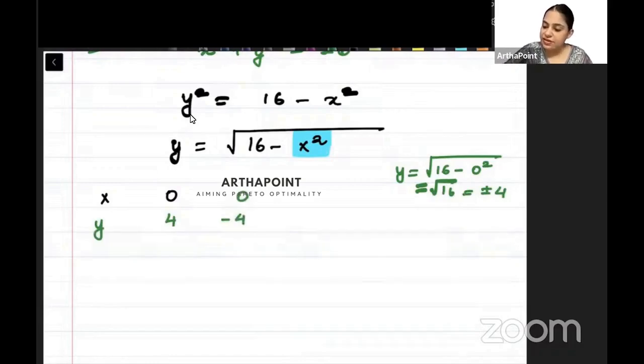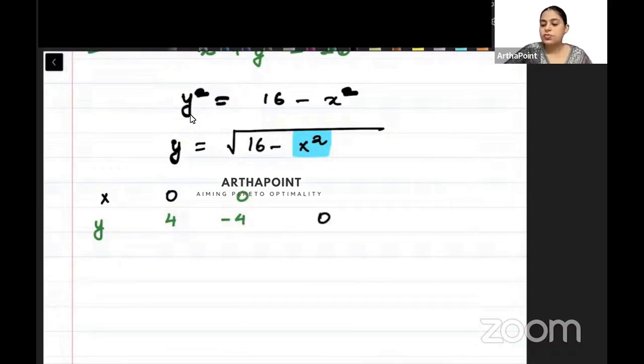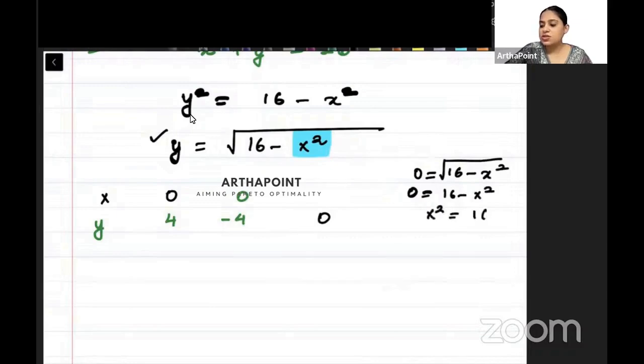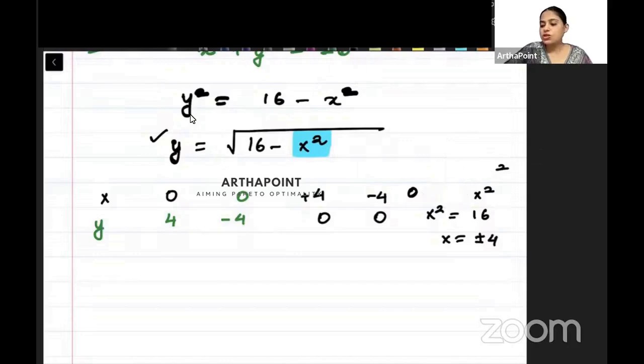Similarly, beta, we will take y as 0. Y को 0 ले लो. So if I put 0 here, I will get 0 is equal to 16 minus x square under root. Squaring on both sides, 0 is equal to 16 minus x square. X square is equal to 16. X will be plus minus 4. So plus 4, minus 4.